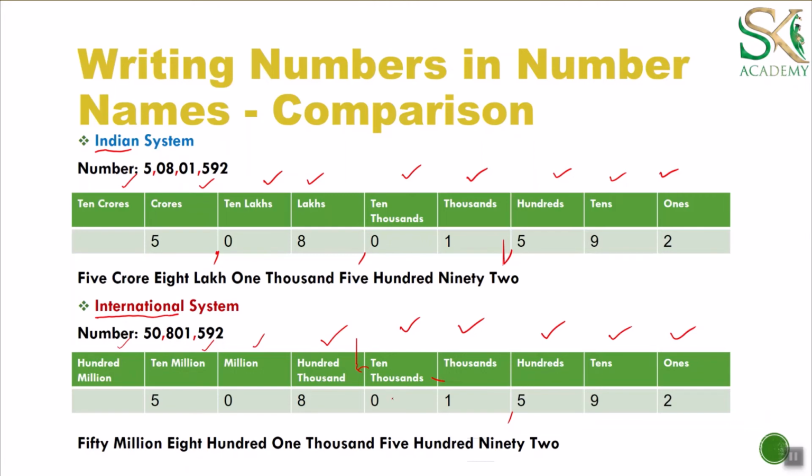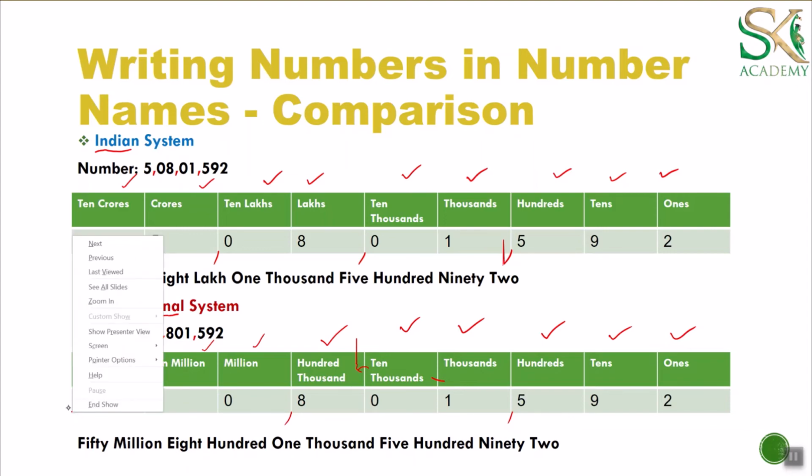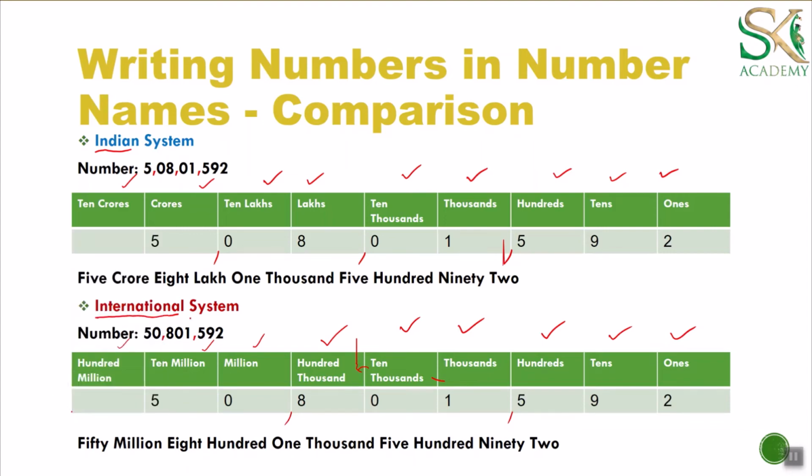Now here, for the international system, the comma comes after every three digits. So here, and then again the next comma will come after here. As there is no value here, there will be only two commas after every three digits for the international system. Whereas in the Indian system, after the first three digits, the first comma, next after two digits another comma, then again after two digits another comma.